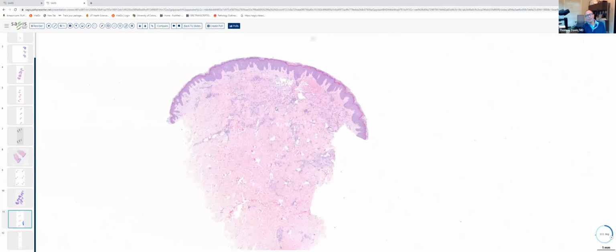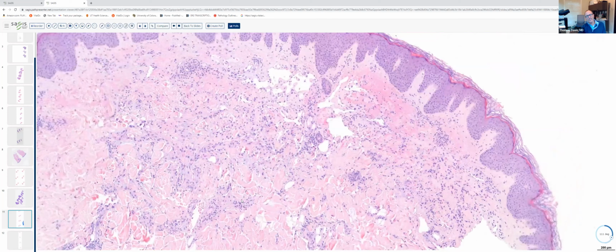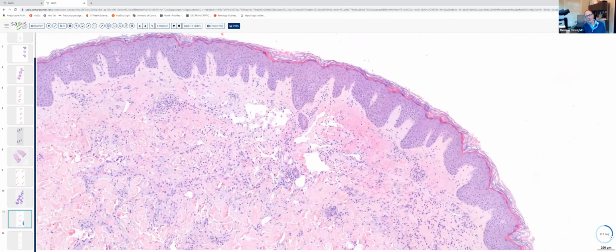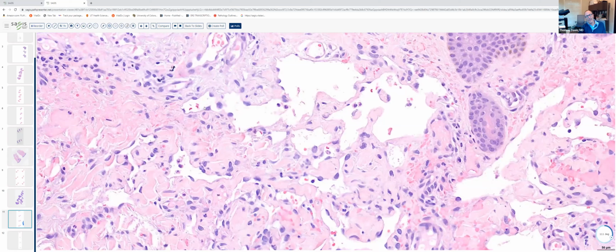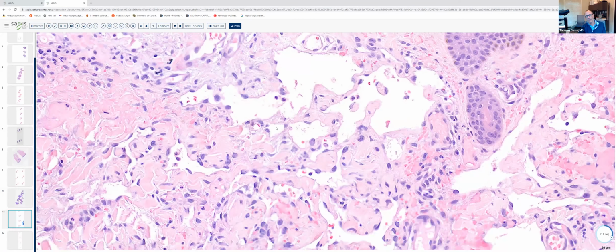And if we move to higher power, we can see that in the central portion of the lesion, we've got a collection of vascular spaces that are quite large or dilated. Many of these are lined by very plump, kind of epithelioid or hobnailed endothelial cells, and some of them contain papillary projections that extend into the lumina. If you look around, you can see these papillary projections. There are a few extravasated erythrocytes present within the stroma.